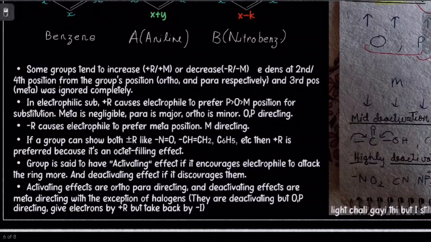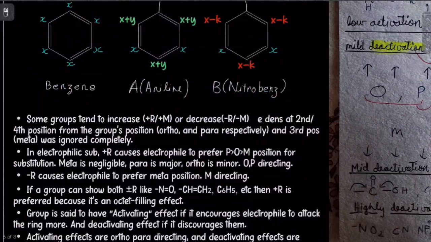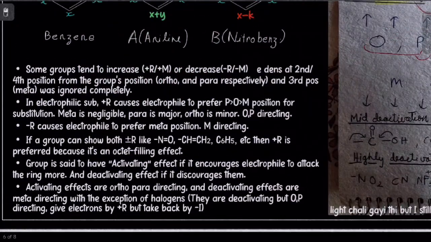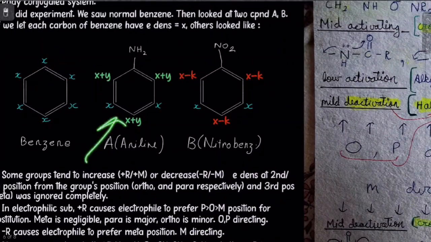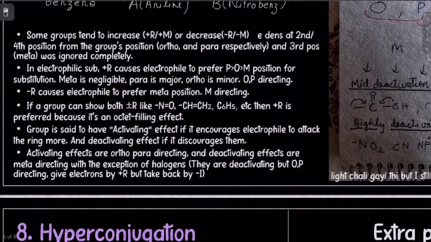And a group is said to have an activating effect if it encourages the electrophile to attack. Okay, I hope that's easy to understand. And deactivating if it discourages them. Basically, if it increases electron density, it is activating. If it decreases, it is deactivating. And activating effects are ortho-para directing, deactivating effects are meta directing.